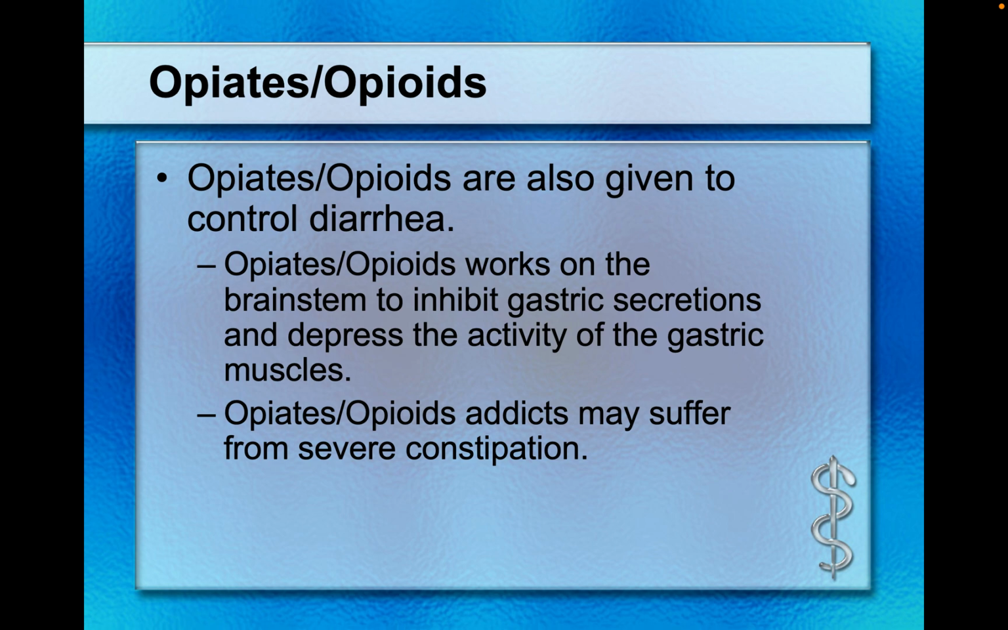Opioids work on the brainstem to inhibit gastric secretions and depress the activity of the gastric muscles, which slows down the activity in your digestive tract, which of course will control your diarrhea. If you're an opioid addict, you may suffer from severe constipation because this is all slowed down. And of course, since your waste product isn't moving through your intestines and your colon as fast as it's supposed to, you become constipated.